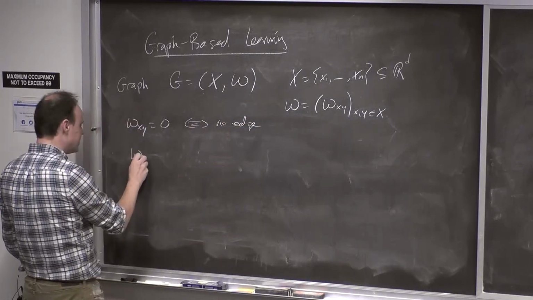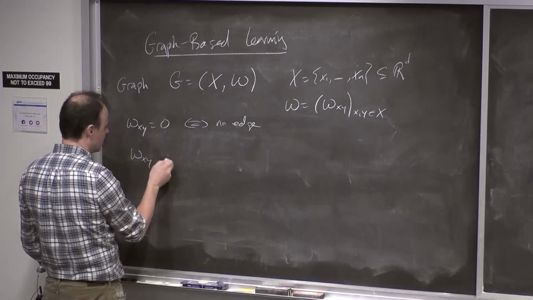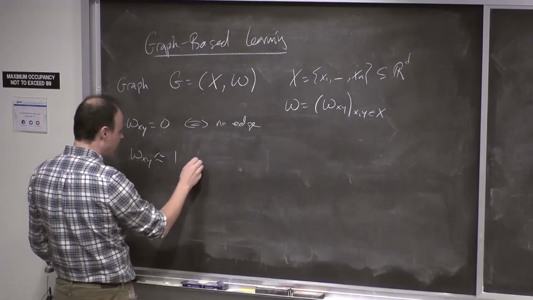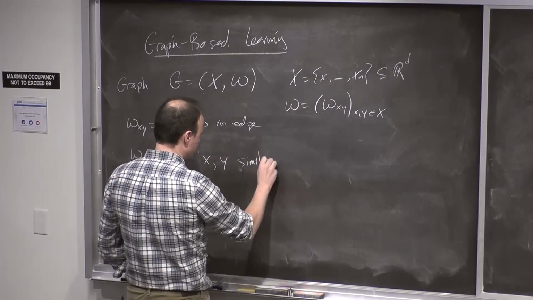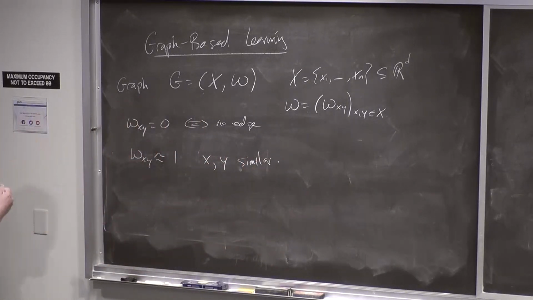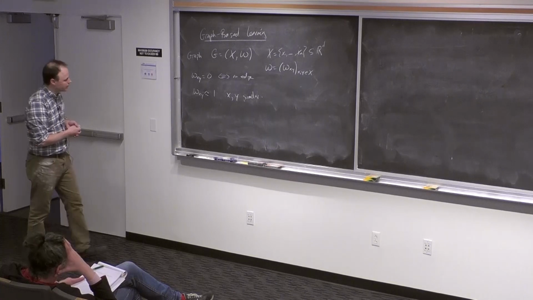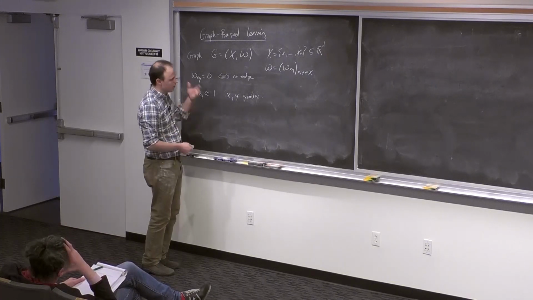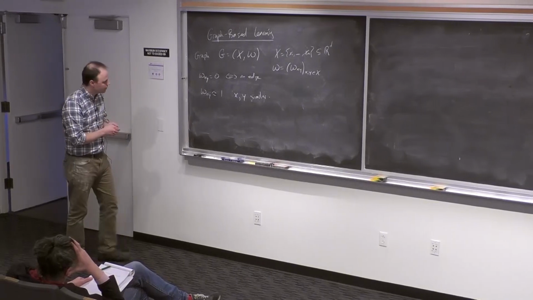And a large weight means things are similar. So say around 1 means that x and y are similar. You can construct graphs in lots of different ways, and I'll write down later how we constructed it for analysis, which is the random geometric graph. But in general, someone could just give you a graph and ask you to do a learning problem, like propagate labels on the graph. Okay.